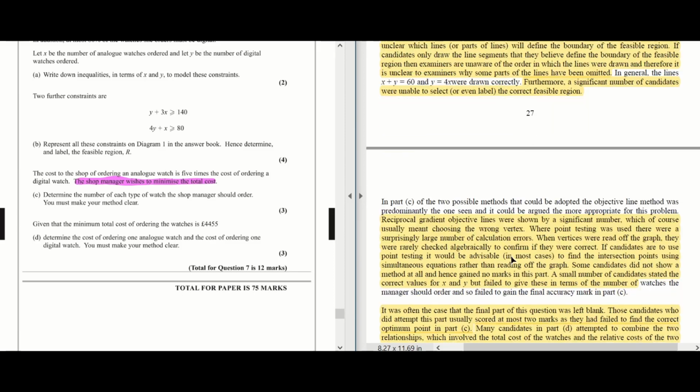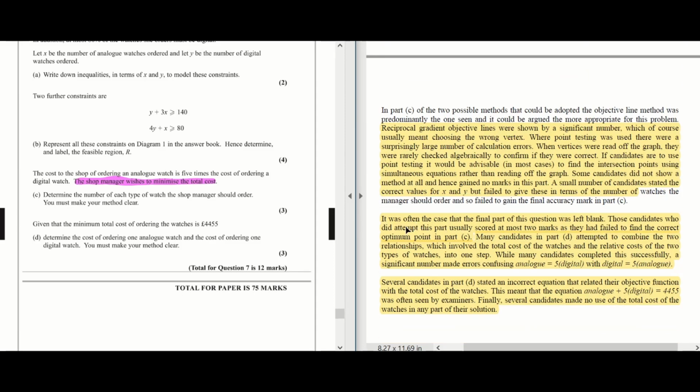That was talking about an objective function. There were two methods. You can either use the ruler test or use the intersection points. I think using the intersection points was a bit easier. But anyway, let's take a look at what the examiner report said. Reciprocal gradient objective lines were shown by a significant number, which of course usually meant choosing the wrong vertex. Where point testing was used, there were a surprisingly large number of calculation errors. When vertices were read off the graph, they were rarely checked algebraically to confirm if they were correct.